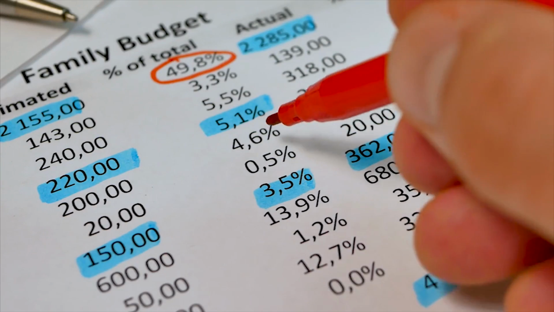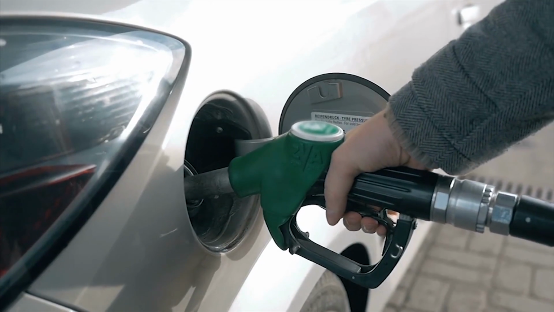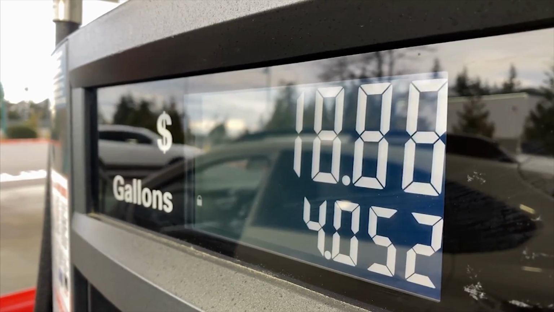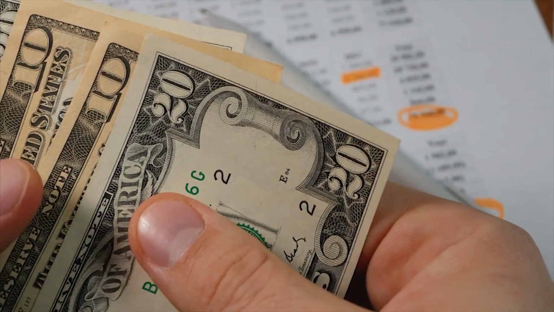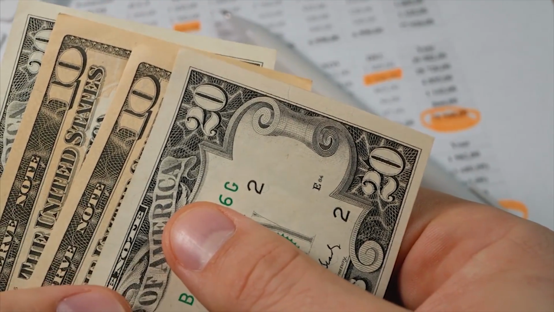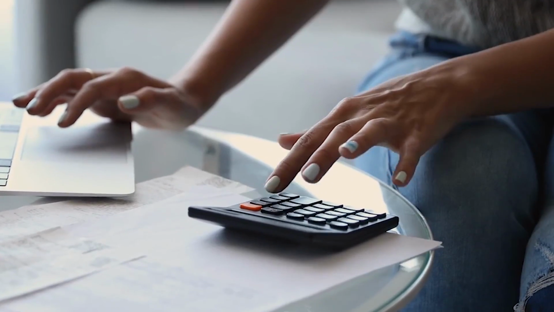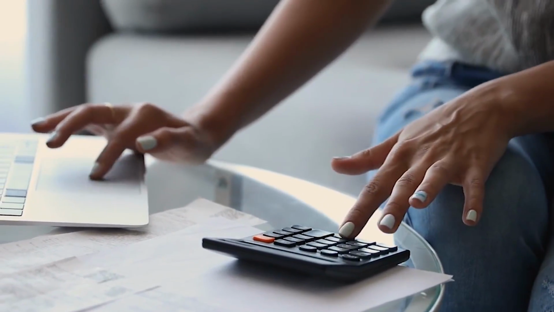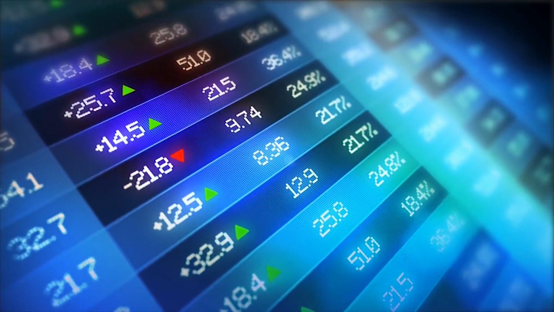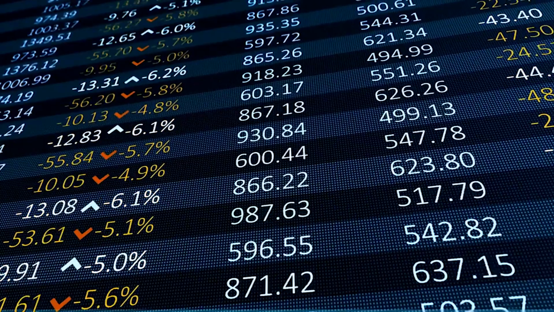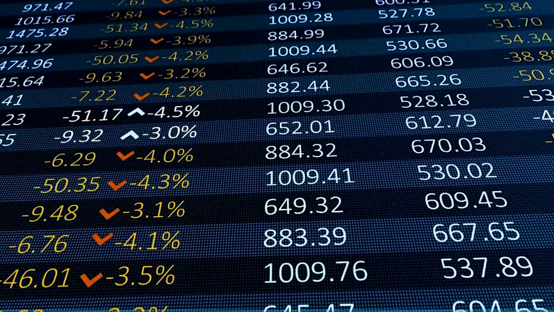To illustrate the impact of inflation on everyday expenses, let's consider a relatable example. Imagine you regularly spend $50 on fuel for your car each week. However, due to inflation, the price of gasoline has surged, and now the same amount of fuel costs you $65 per week. This increase in transportation costs not only affects your personal budget, but also impacts businesses, leading to higher prices for goods and services. Inflation's effects are far-reaching, influencing every aspect of the economy and consumer behavior.